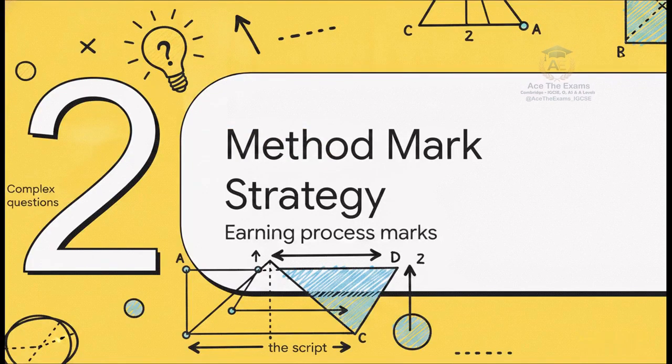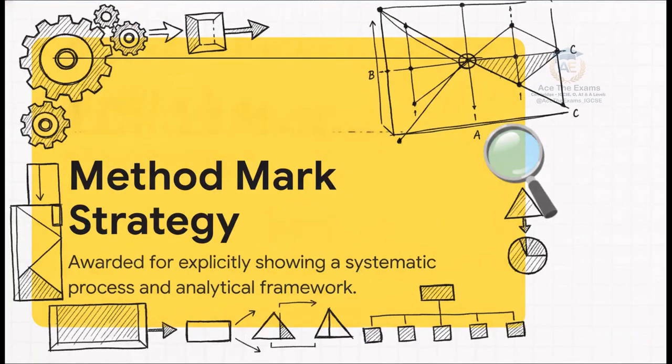All right, let's unlock section 2, the method mark strategy. This is where we start hacking the system. This definition right here is vital. The method mark strategy is all about earning marks by explicitly showing the systematic process and analytical framework used to solve a problem. Examiners actively look for your evidence-based reasoning, not just a magic number at the end.